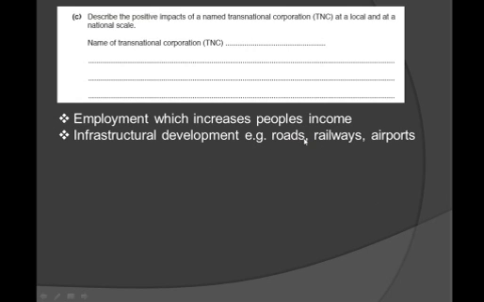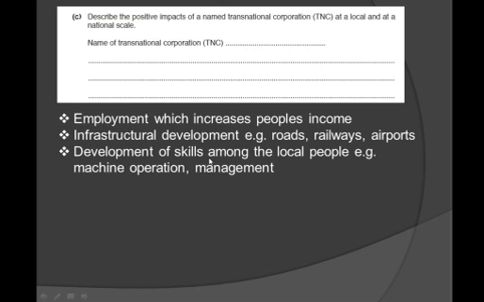Infrastructure development, roads, railways, and airports are being constructed or have been constructed so that these NTCs are able to have an easy way to transport both raw materials and finished products. So you could talk about one airport in Indonesia or any place that you want to talk about.